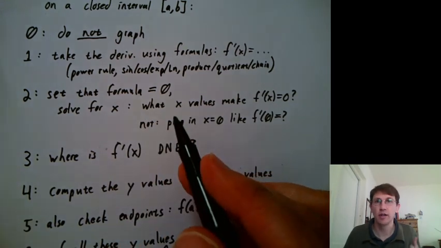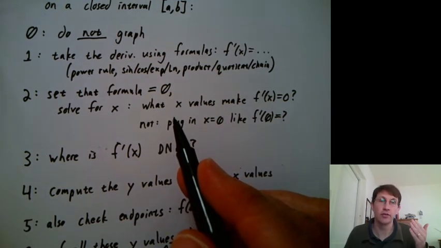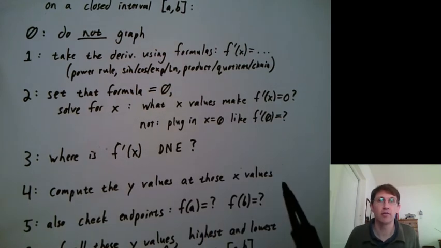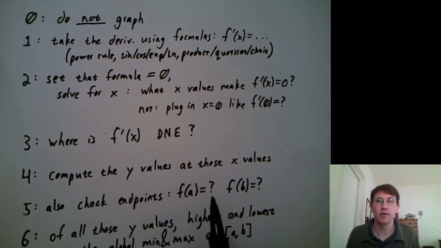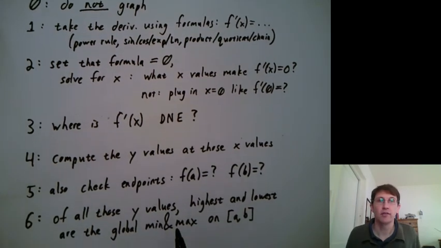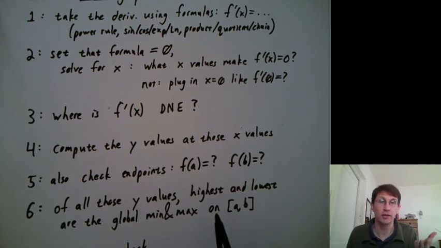Solving for x here can be a little complicated. It might involve the quadratic formula. It might involve reasoning like, oh, product of two things is 0, so either one of them has to be 0. So we compute those y values. We also check the y values at the endpoints. And then of all those y values, say the highest one is this, so that's the global max. The lowest one is this, so that's the global min on this interval.